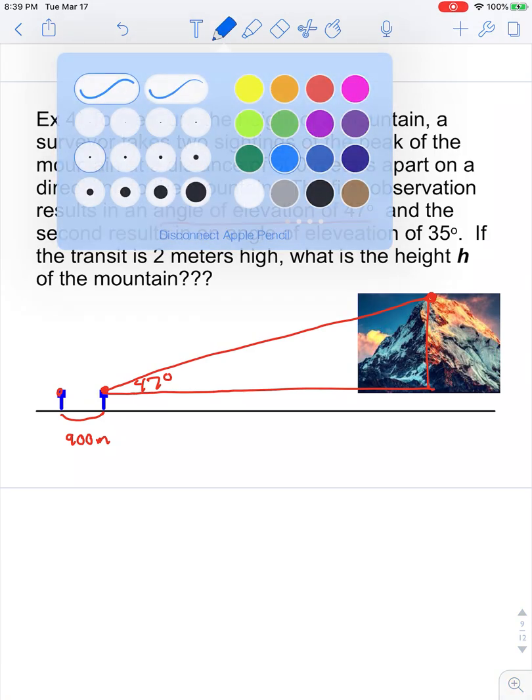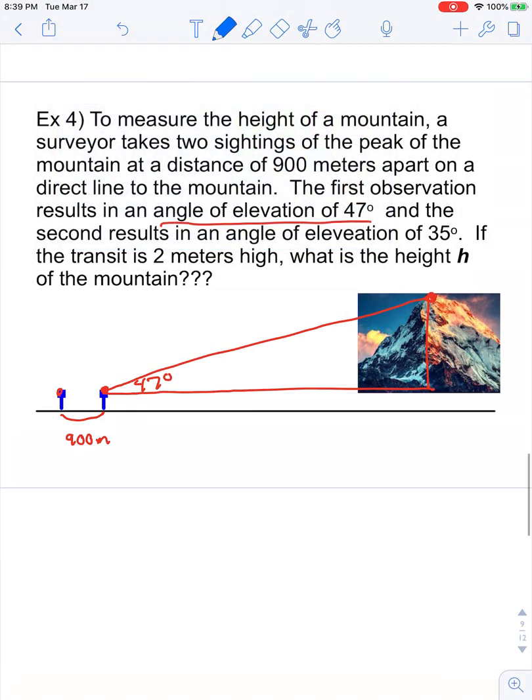It says that the second sighting results in an angle of elevation of 35 degrees. So from this location, looking up again to the top of the mountain, draw in that horizontal. I have basically a second triangle here, and I know that that angle down here is 35 degrees.